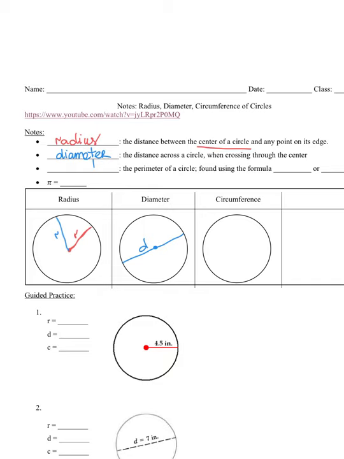The next one is the perimeter of a circle, or the distance around the circle. So this is the circle, and this is the distance around the circle. It is called circumference.